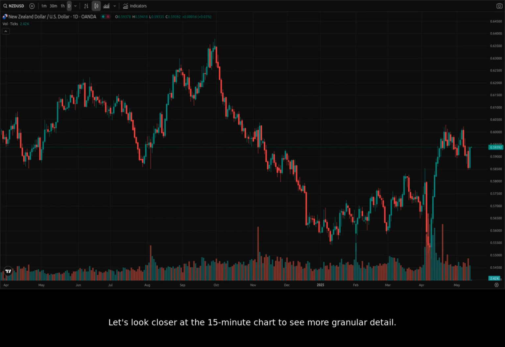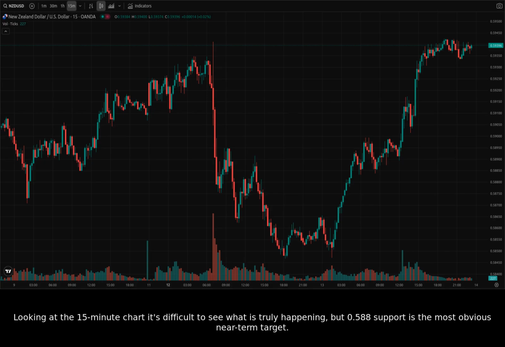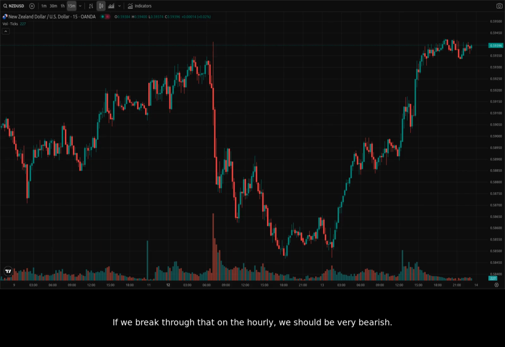Let's look closer at the 15-minute chart to see more granular detail. From this range of candles, it appears that 0.59 is acting as immediate resistance, at least in the very short term. Looking at the 15-minute chart, it's difficult to see what is truly happening, but 0.588 support is the most obvious near-term target. If we break through that on the hourly, we should be very bearish.